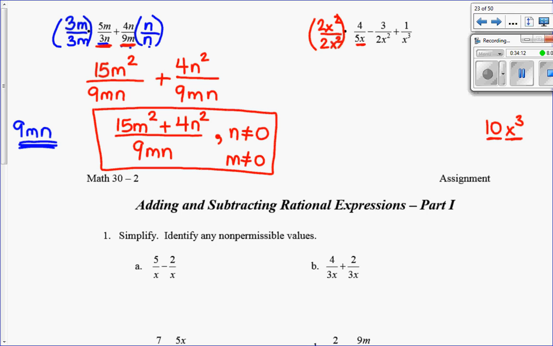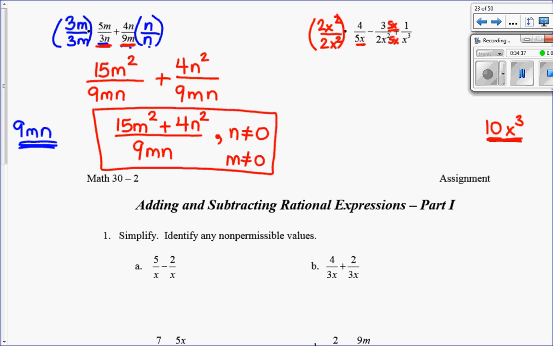Okay, middle term, I've got 2x squared as my denominator. What do I have to multiply it by to get 10x cubed? Okay, well, I'm going to have to multiply it by a 5. And I need one more x, right? So 5x. So on the top, I have to multiply by 5x. So it's 5x over 5x, which is 1.